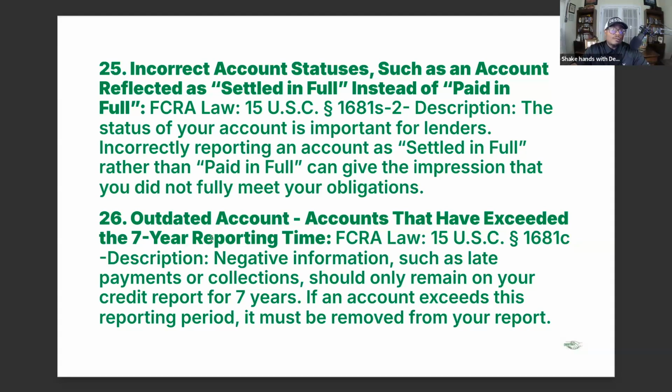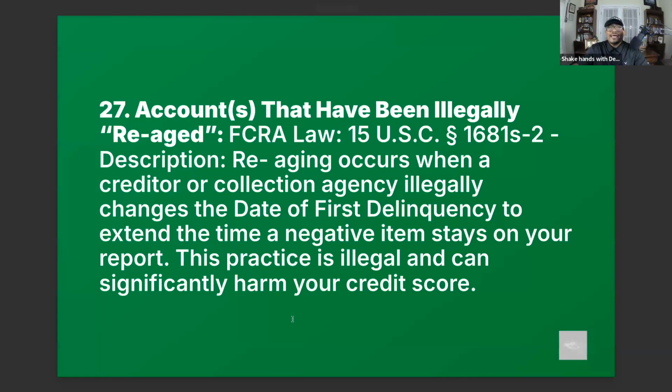Again, if you see something on your account, such as late payments and collections negatively hitting your credit report, it should only be on your credit report for 7 years. Okay. If it exceeds that, it can be removed from your actual credit report as well. And lastly, accounts that have been illegally re-aged. So re-aging occurs, again, I said this before, when a creditor or collection agency illegally changes the date of first delinquency. That's very important to extend the time of negativity. You see this a lot on your actual credit report, okay? Because why? This is how they get paid.